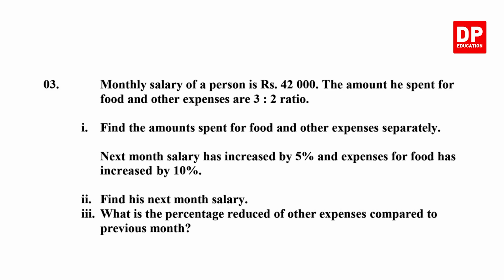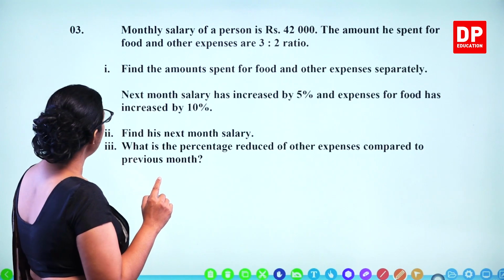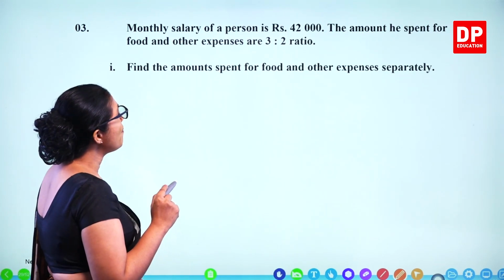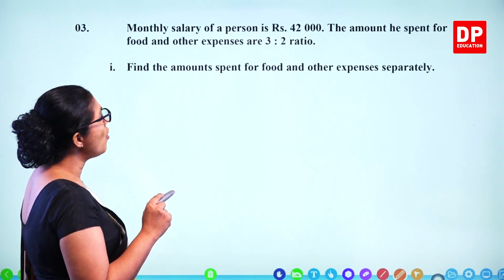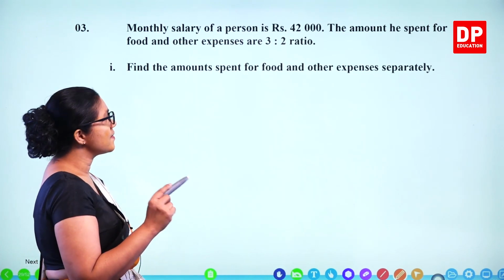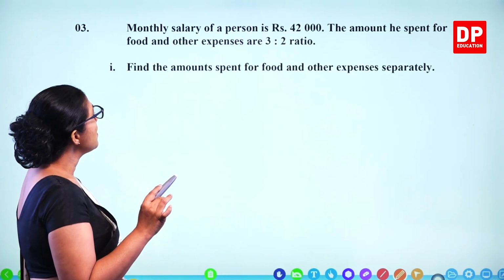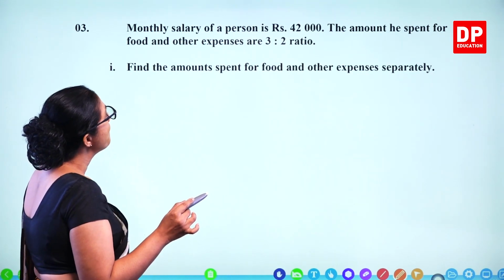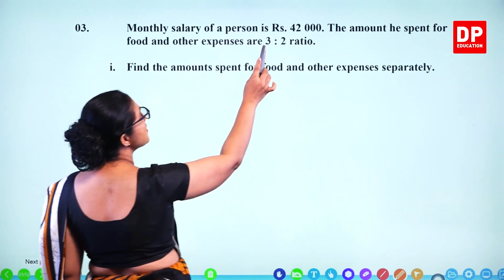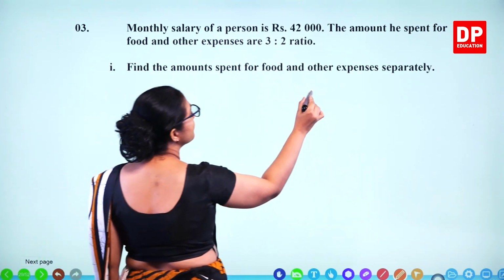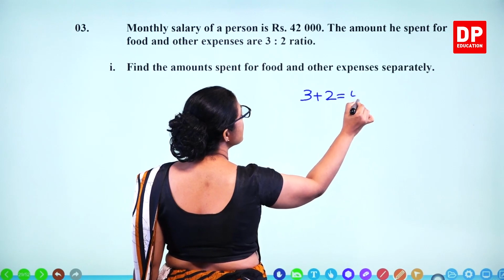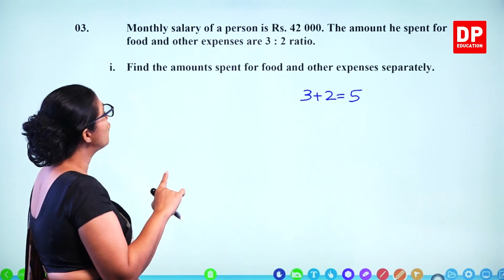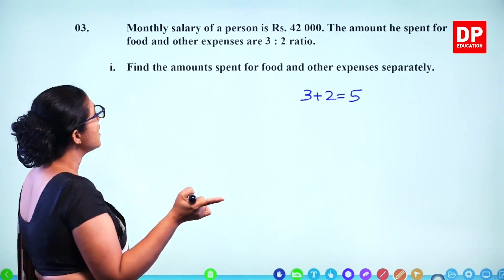Question number 3. So we'll do it separately. You get 3 parts. Monthly salary of a person is 42,000. The amount he spent for food and other expenses are 3:2 ratio. Find the amounts spent for food and other expenses separately. So what's the total parts? 3 plus 2, 5. 5 parts are there. So that means out of 5, 3 parts for food, 2 parts for other expenses.